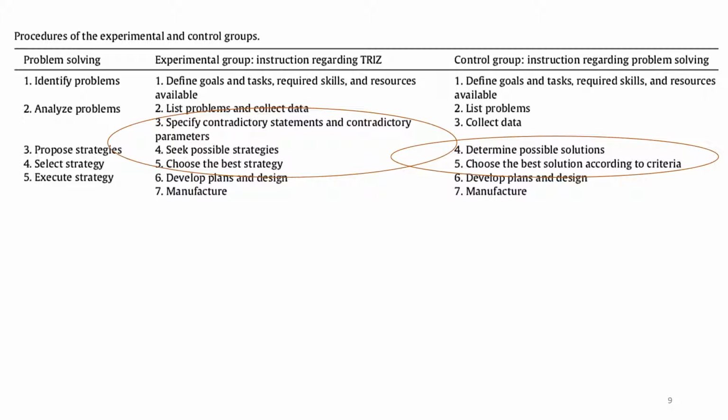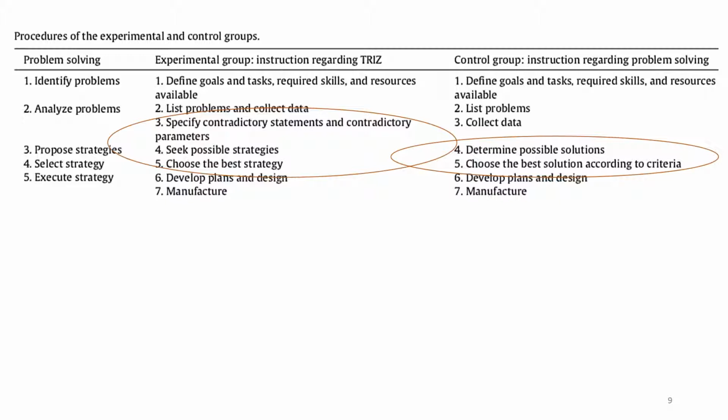Now let's go on the other side to the control group using just regular problem solving skills. Number 1, they identify goals and tasks, required skills and resources available, which is the same as the experimental group using TRIZ. Number 2, they list the problems only. And number 3, they collected data, which was combined for step 2 for the experimental group. Number 4, they determined possible solutions. Number 5, they chose the best solution according to criteria. And number 6, they develop plans and design. And number 7, manufacture.